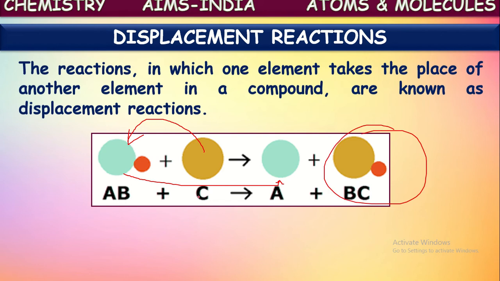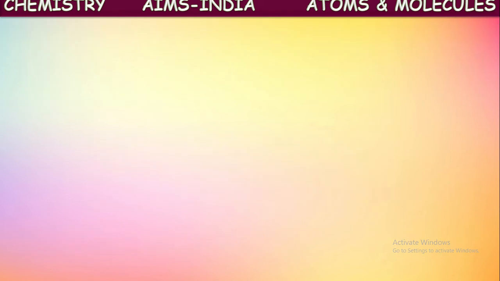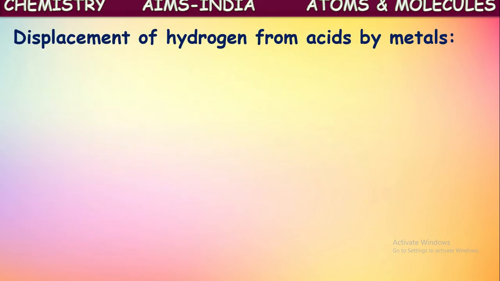This kind of reaction, in which a more reactive element displaces a less reactive element from its compound, is called a chemical displacement reaction. In general, a more reactive element displaces a less reactive element from its compound. For example, let us see some examples on this.